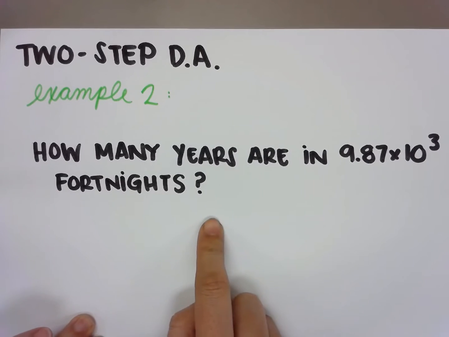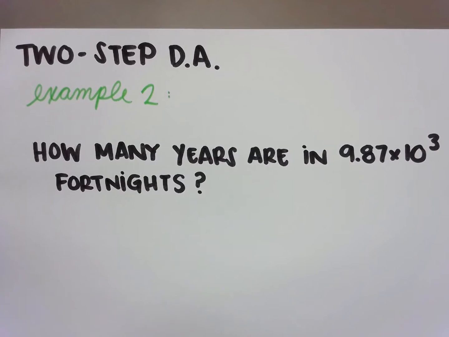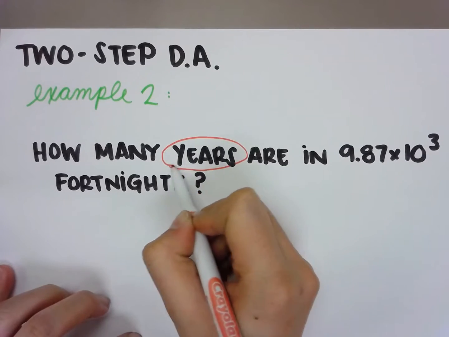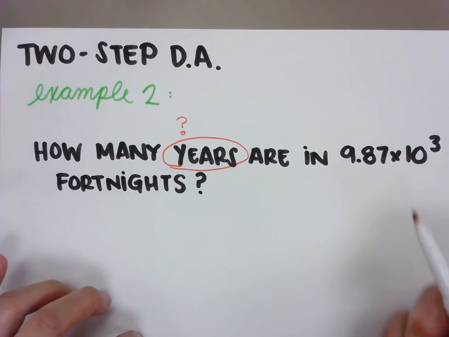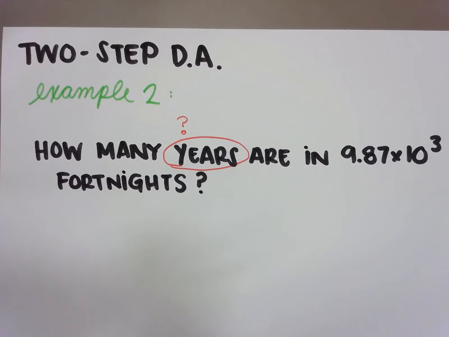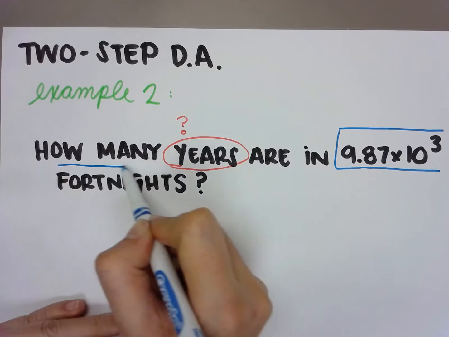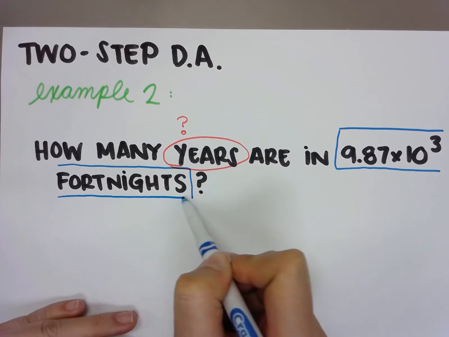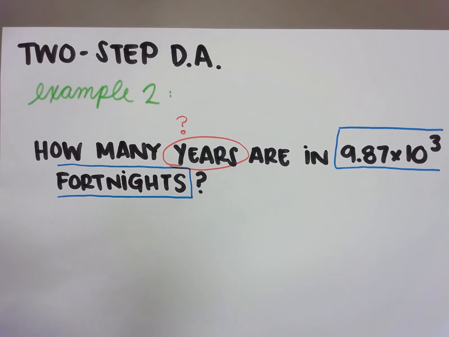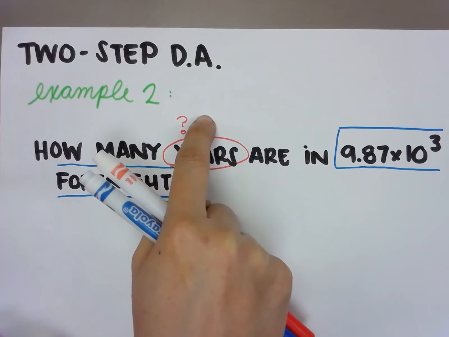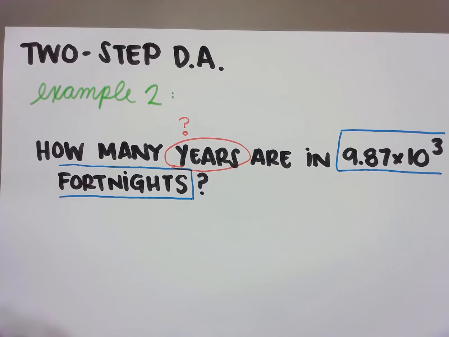So here we're going to do step 1. I'm going to mark my problem. My unit that I'm going to look for is years. I'm going to put a question mark there because I don't know how many years. Then I'm going to box out what I'm given, what I know. I have 9.87 times 10 to the positive 3, sorry, fortnights. So this is what I know, this is what I don't know, and I'm going to list out my equivalent relationships here.